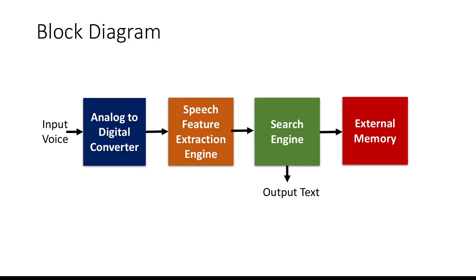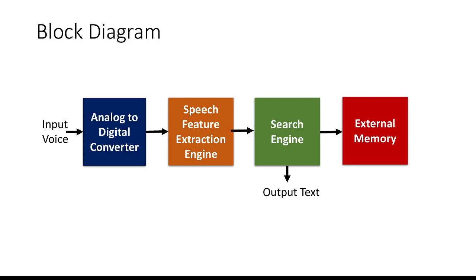The generic block diagram of the speech recognition system is shown here. Speech recognition system will convert input speech signal into the text at the output. It has four major blocks in its implementation. 1. Analog to digital converter. 2. Speech feature extraction engine. 3. Search engine to search the feature in the database. And 4. External memory to store the database.